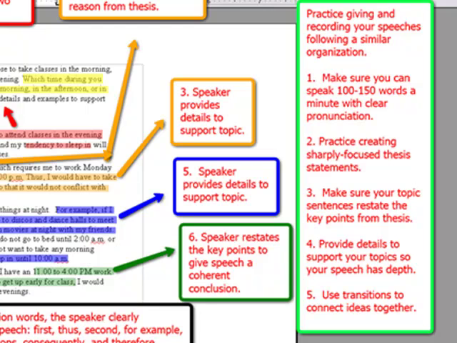Number 1, make sure you can speak 100 to 150 words a minute with clear pronunciation. Number 2, practice creating sharply focused thesis statements. Number 3, make sure your topic sentences restate the key points from the thesis. 4, provide details to support your topic so your speech has depth. And lastly, 5, use transitions to connect ideas together.